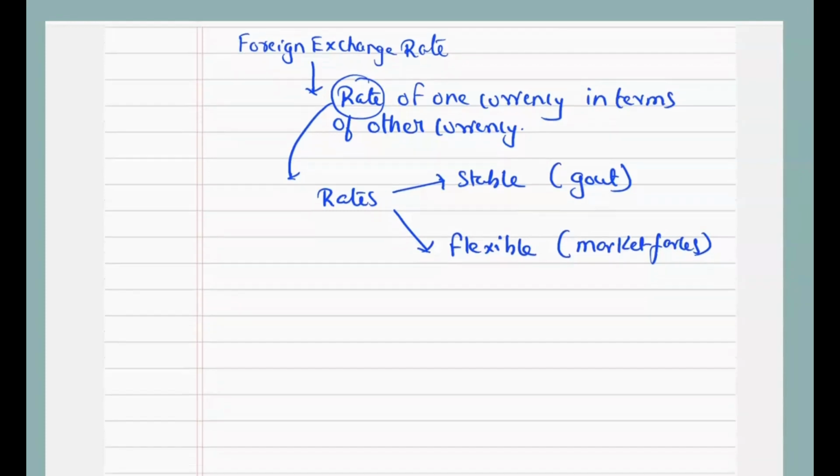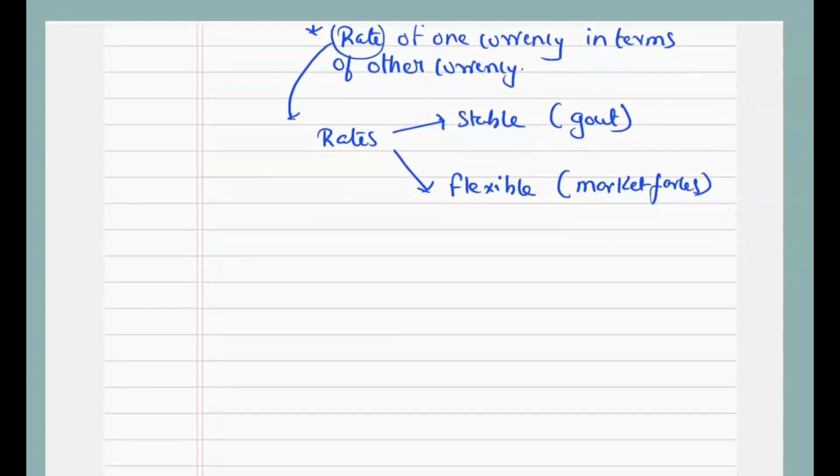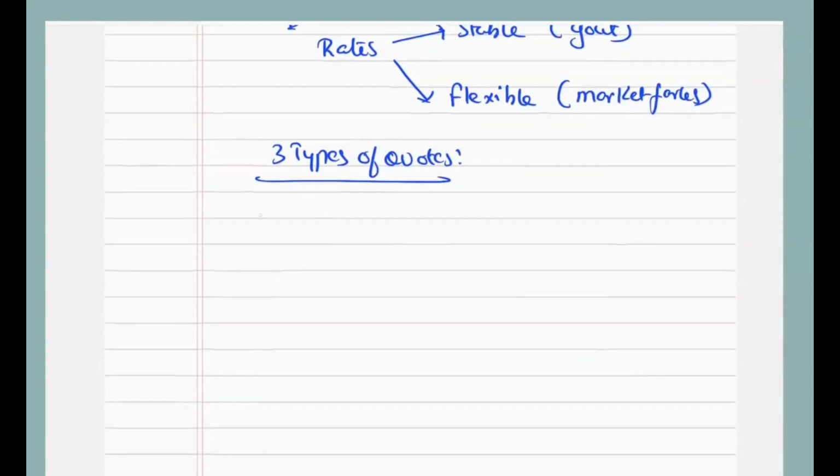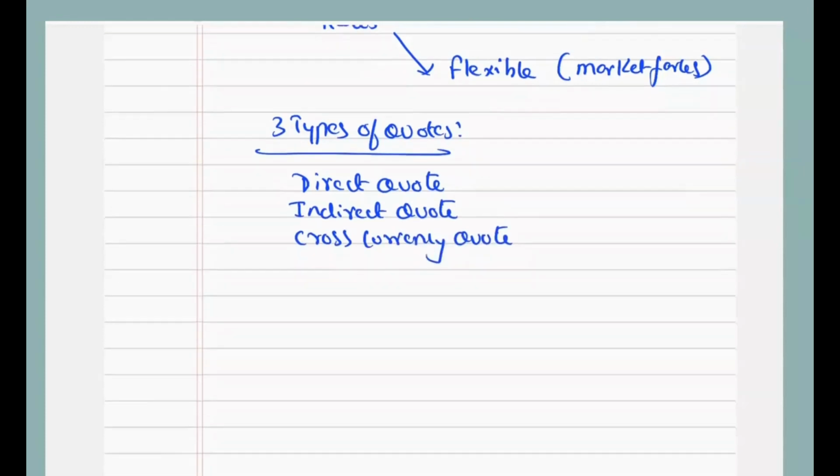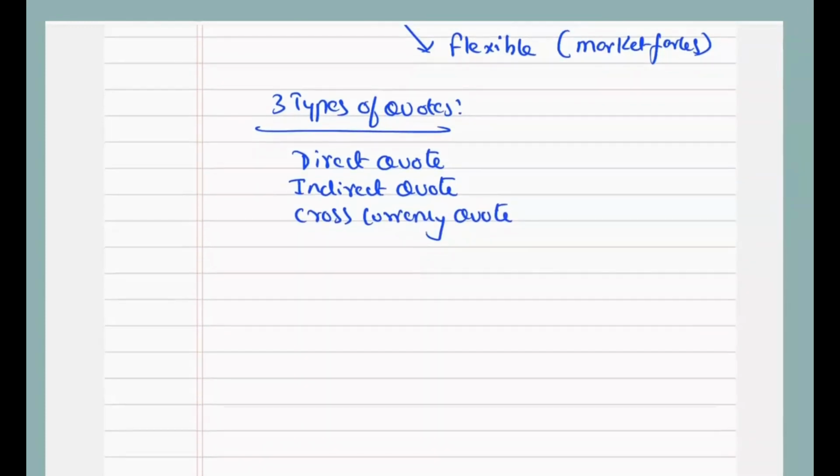Now, the basics on the rate is that we should know how to interpret the codes. We have three types of codes. One is the direct code, one is the indirect code, and then you have the cross currency code.